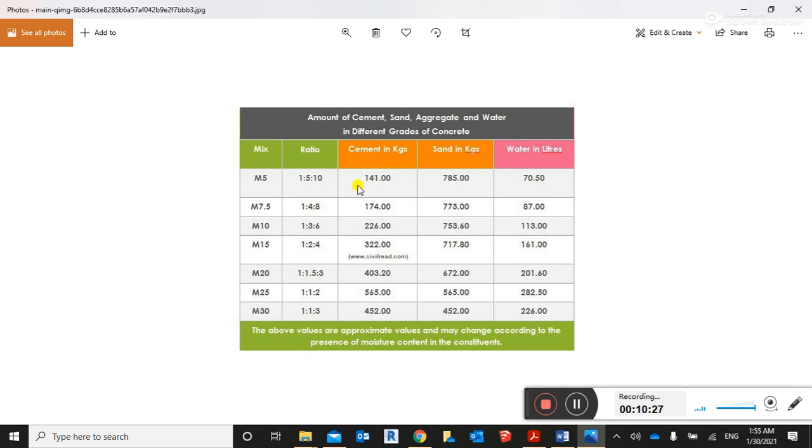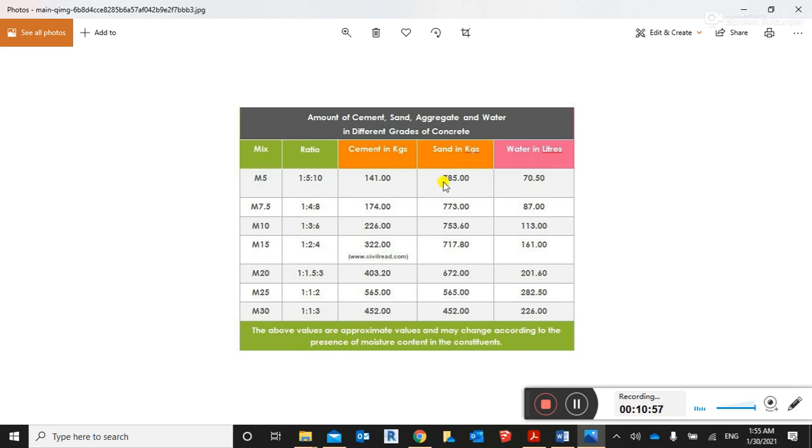The amount of cement in 1 cubic meter of concrete is 141 kg. In this condition 174, in this condition 226, 322, 430, 565, 454. As the grade of concrete goes up, the amount of cement also increases.